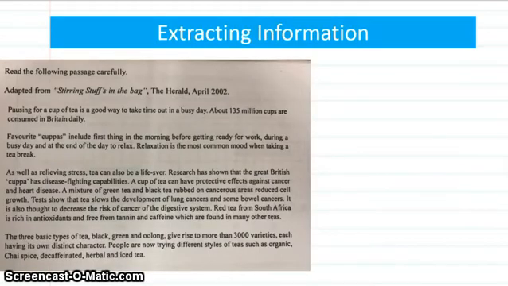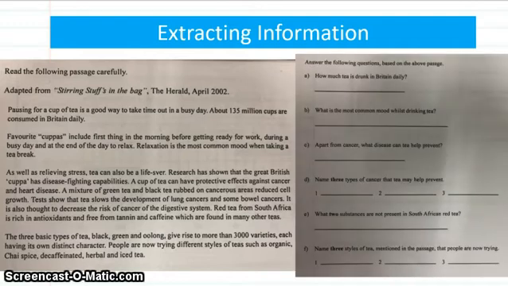Next, extracting information. You will be given a couple of paragraphs maybe to read, and you have to extract the answers for the questions that you're asked directly from that text. So have a little read, pause it and have a little read of that. The questions for it: how much tea is drunk daily in Britain? And the answer is about 135 million cups.